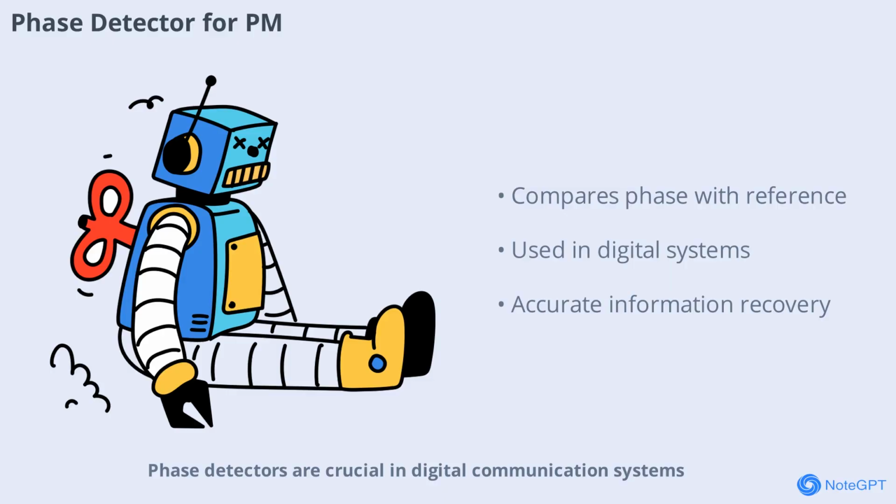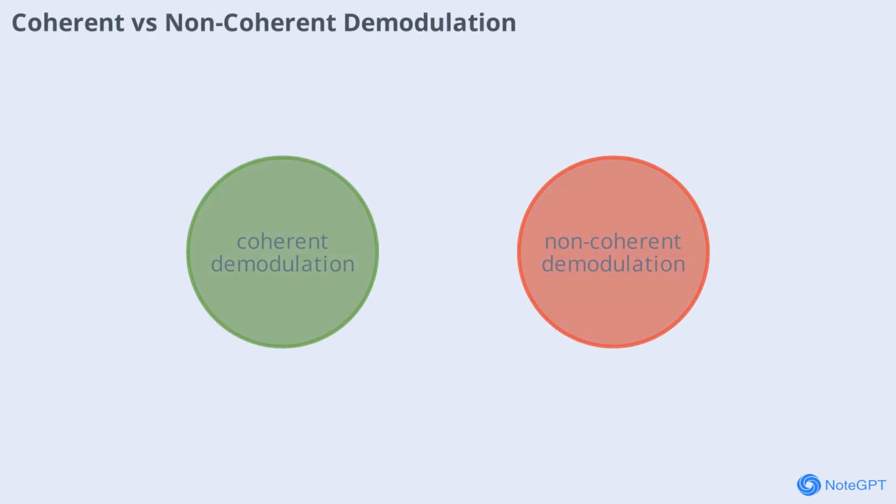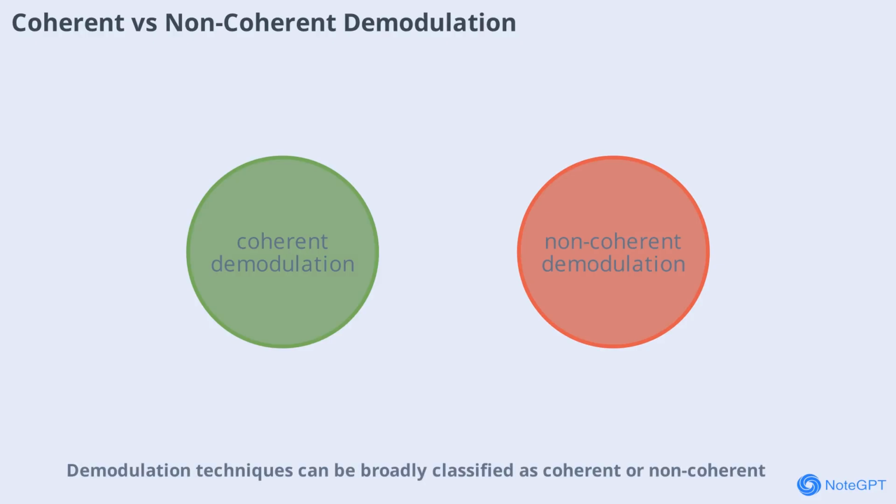Phase detectors are crucial in digital communication systems, where phase modulation is often used for efficient data transmission. Their precision ensures accurate recovery of information, even in complex communication environments.